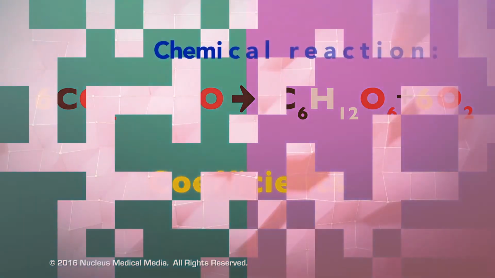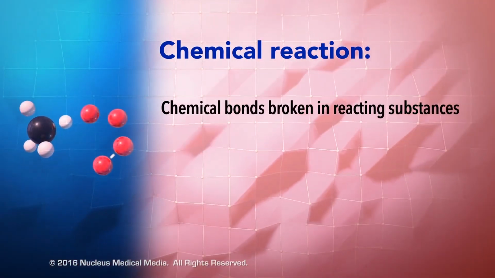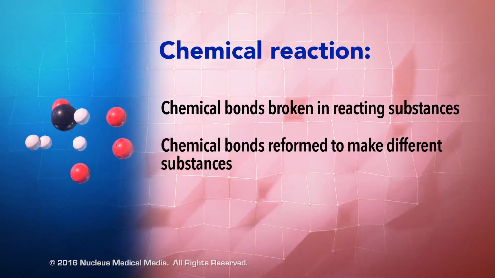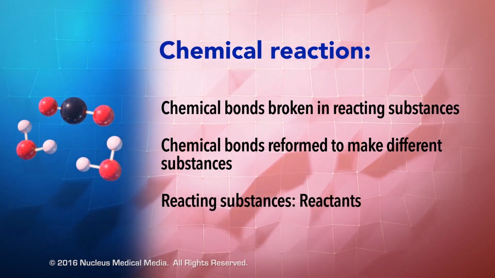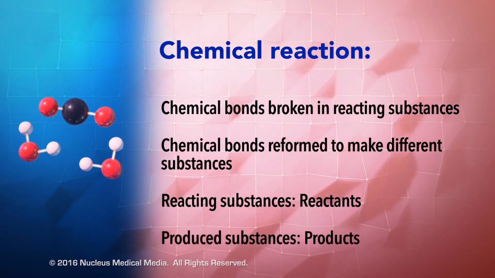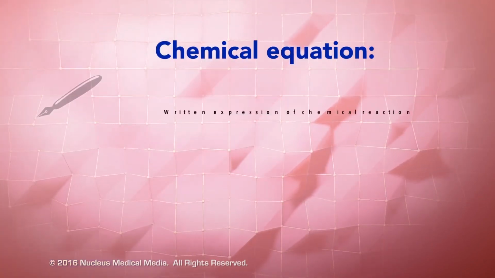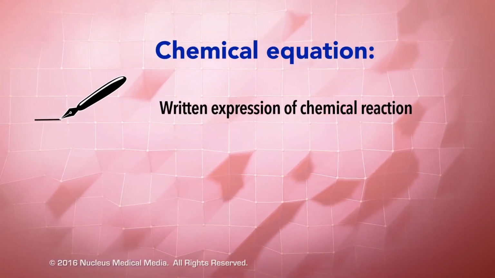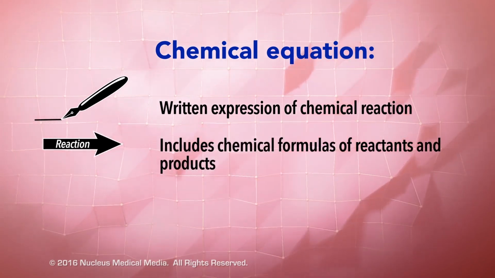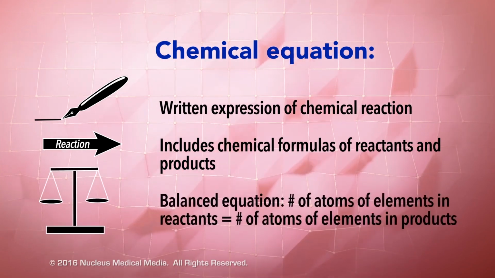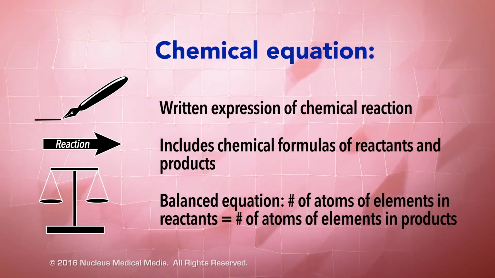To review, in a chemical reaction, chemical bonds in reacting substances are broken, then reformed to make different substances. The reacting substances are called reactants. The substances produced are called products. A chemical equation is a written expression of a chemical reaction. It includes the chemical formulas of both the reactants and the products. In a balanced chemical equation, the number of atoms of each element in the reactants equals those in the products.